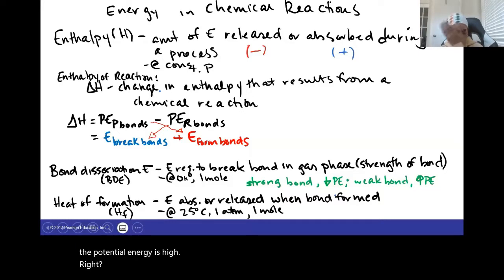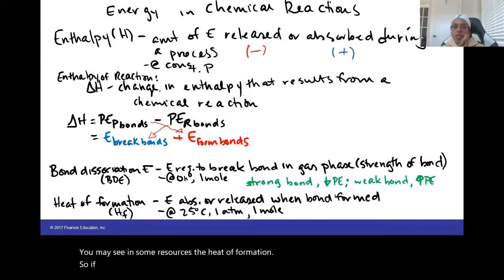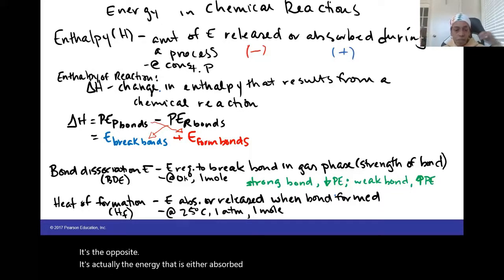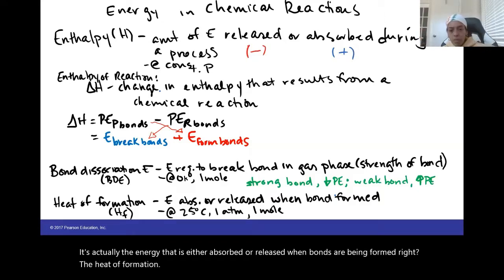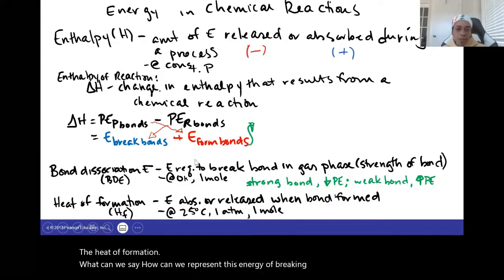So you may see in some resources the heat of formation. So if there's bond dissociation energy, what do you think heat of formation is? It's the opposite. It's actually the energy that is either absorbed or released when bonds are being formed, right? The heat of formation. So what can we say? How can we represent this energy of breaking bonds plus the energy of forming bonds?